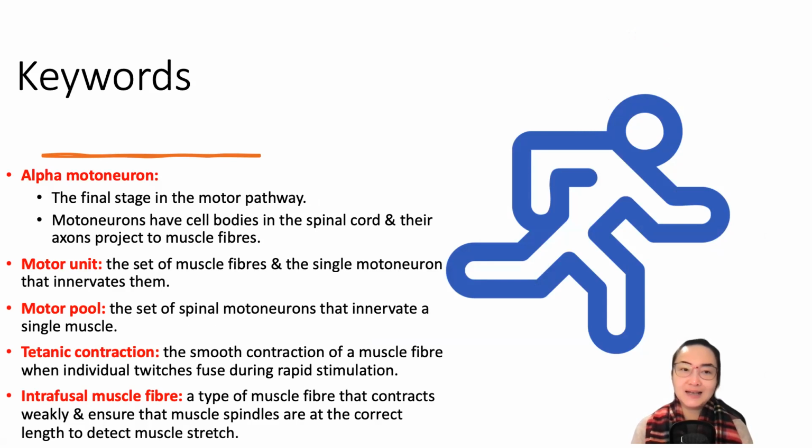Motor unit is the set of muscle fibers and the single motor neuron that innervates them. Motor pool is the set of spinal motor neurons that innervate a single muscle. Tetanic contraction is the smooth contraction of a muscle fiber when individual twitches fuse during rapid stimulation.